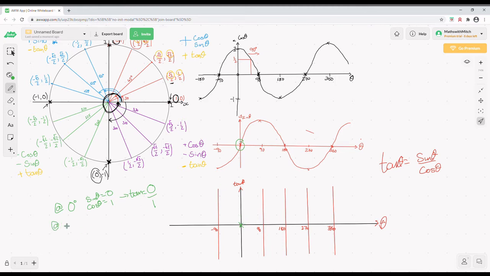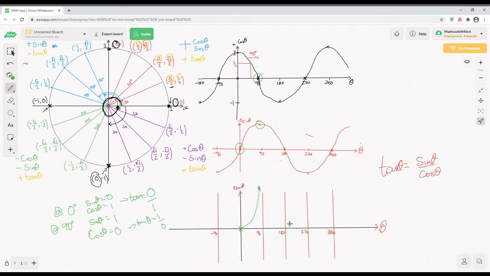Okay, so now 90 degrees. Sine theta is 1. Cos theta is this time 0. So now that gives us tan is 1 over 0. Now when you divide by 0, you're going to get an infinite number. 0 goes into 1 as many times as you can possibly think it does. So that's going to go off effectively to infinity, like this.